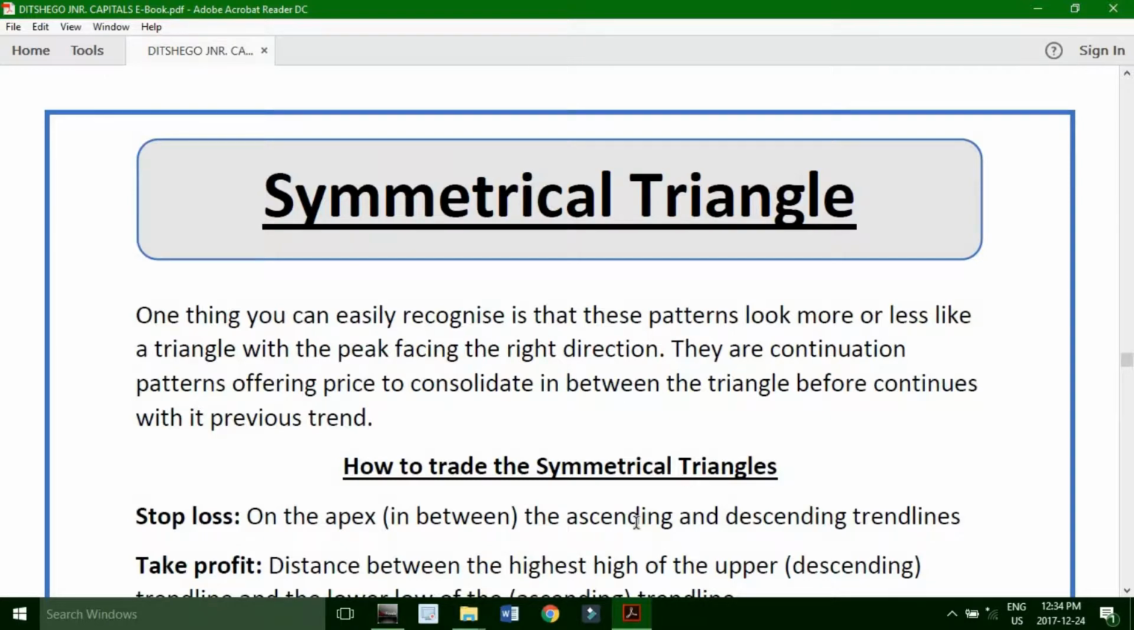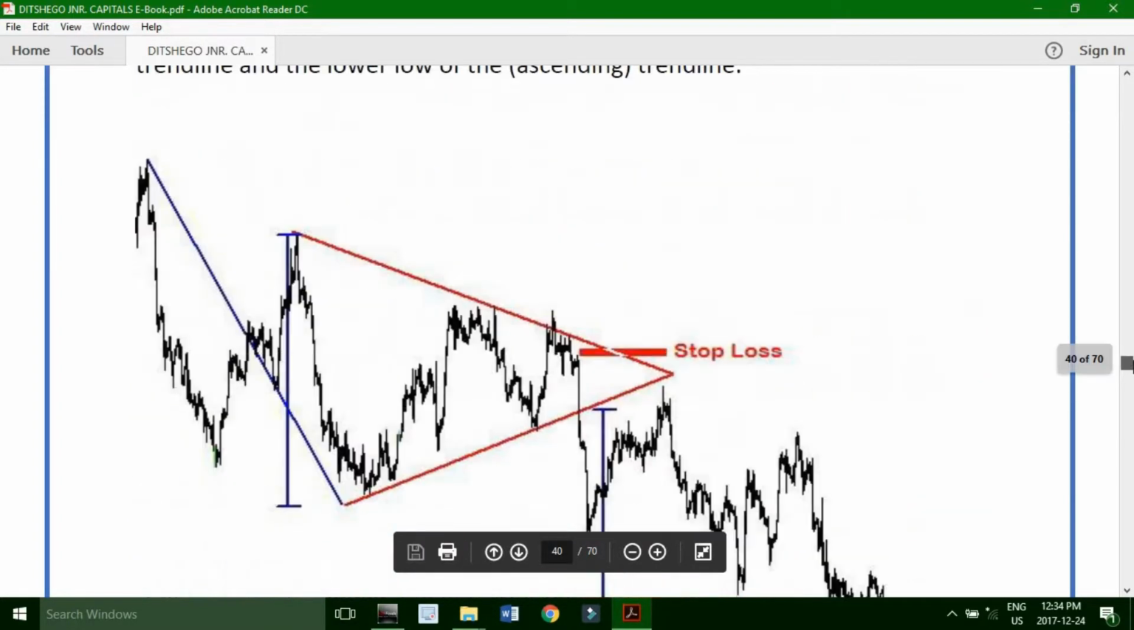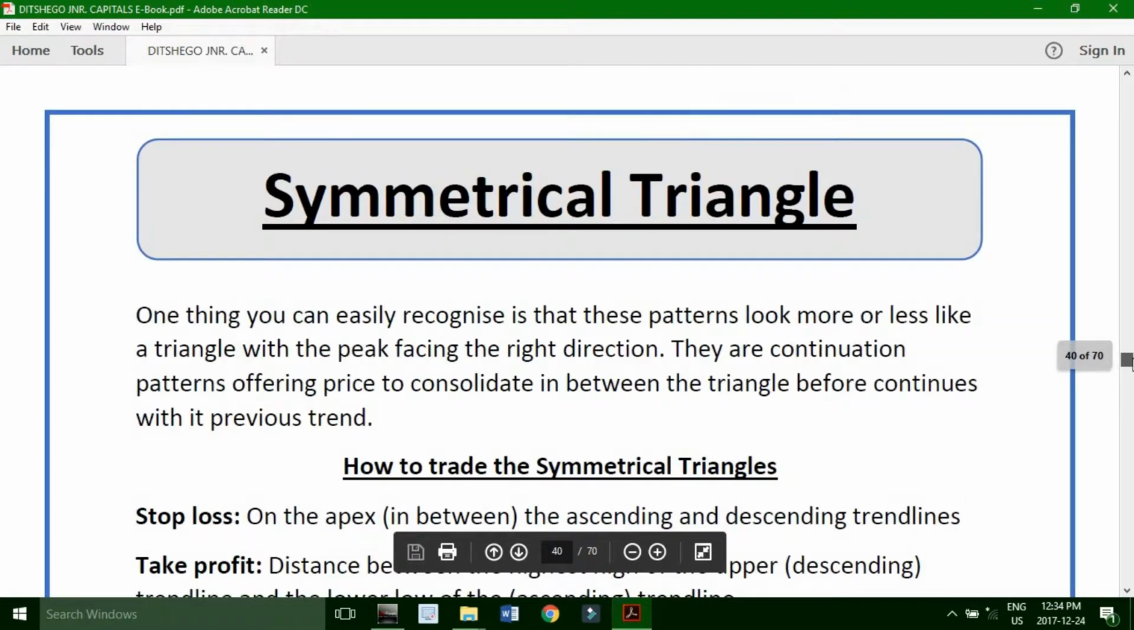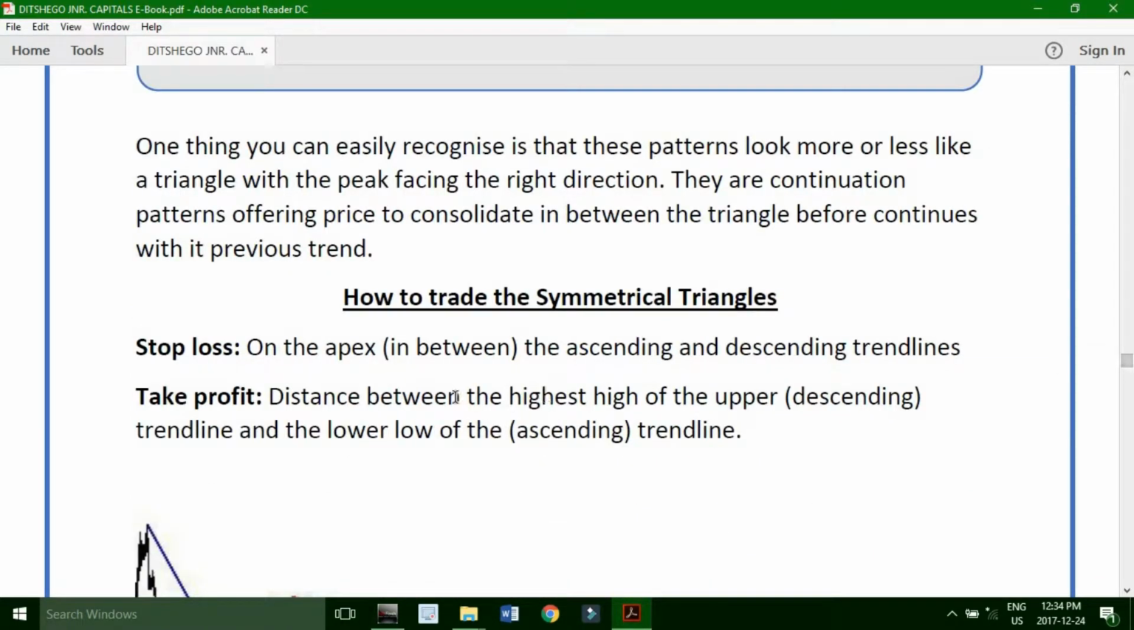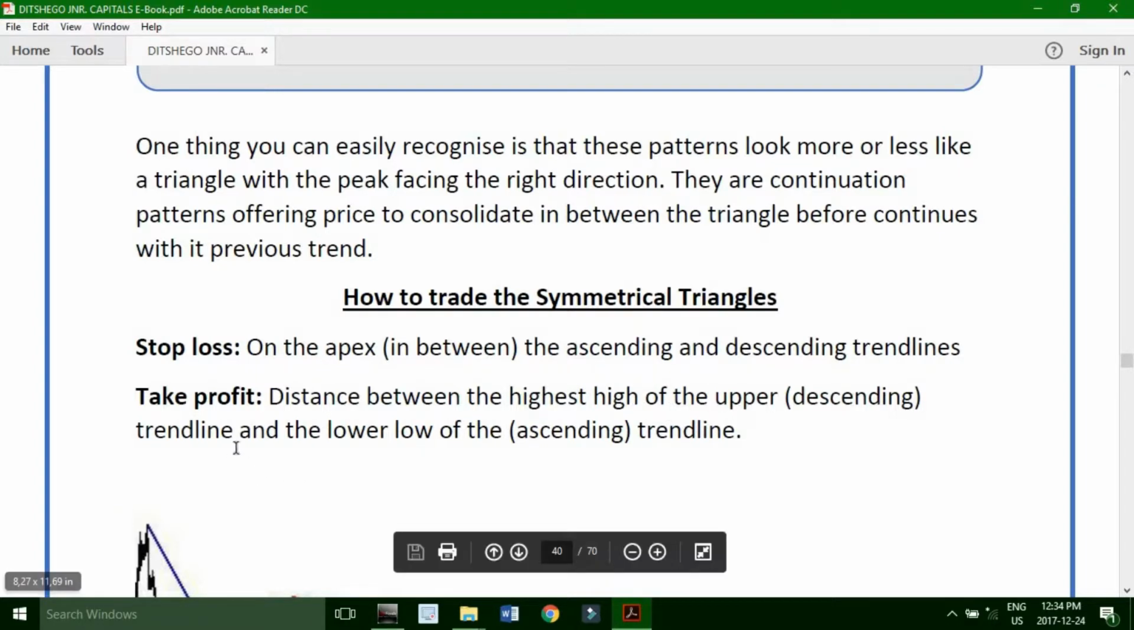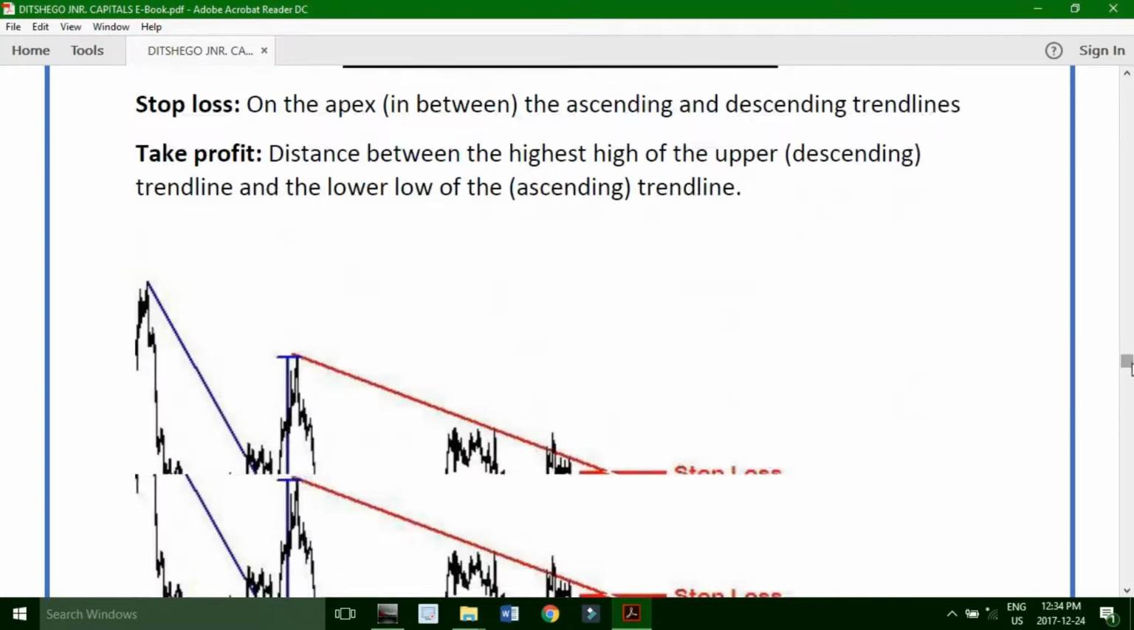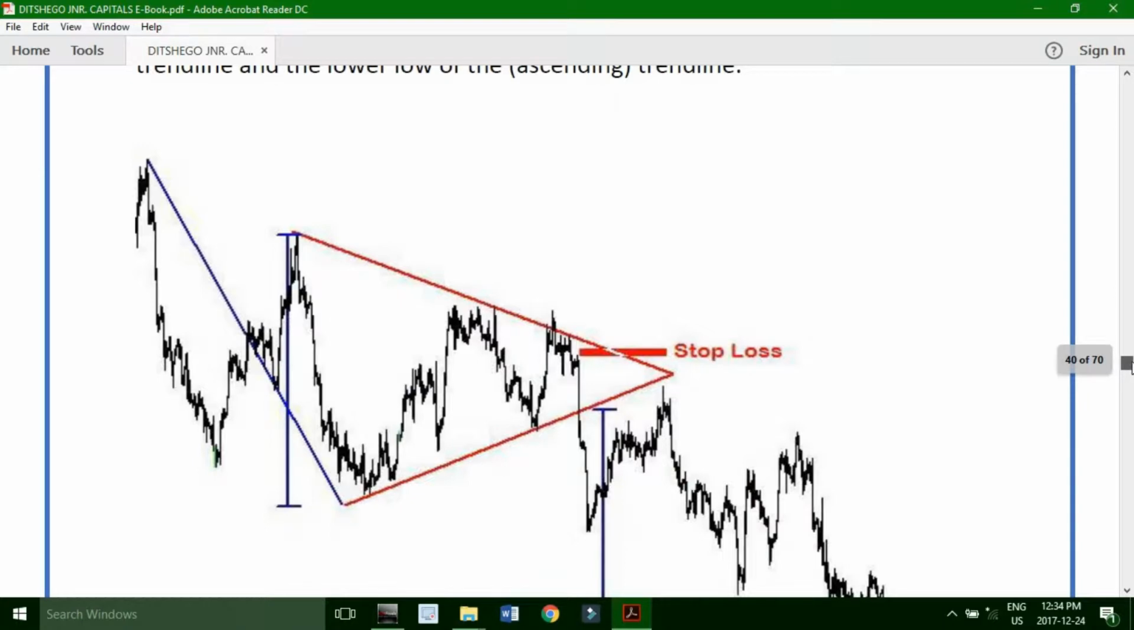How to trade the symmetrical triangles? By placing your stop loss on the apex, which is in between the ascending and descending trend line. Take profit: the distance between the highest high of the upper descending trend line and the lower low of the ascending trend line. Let me even show you an example over here.